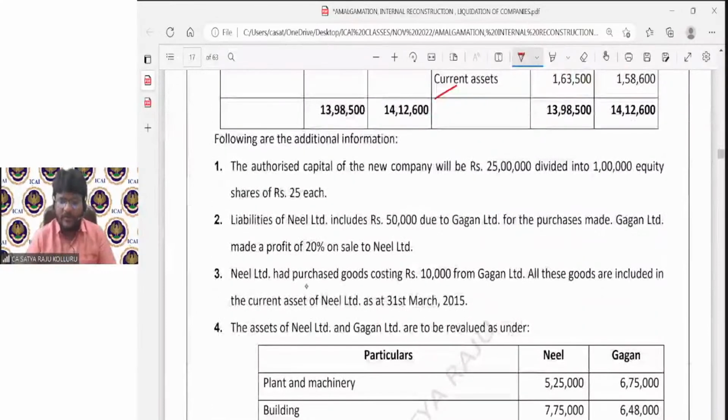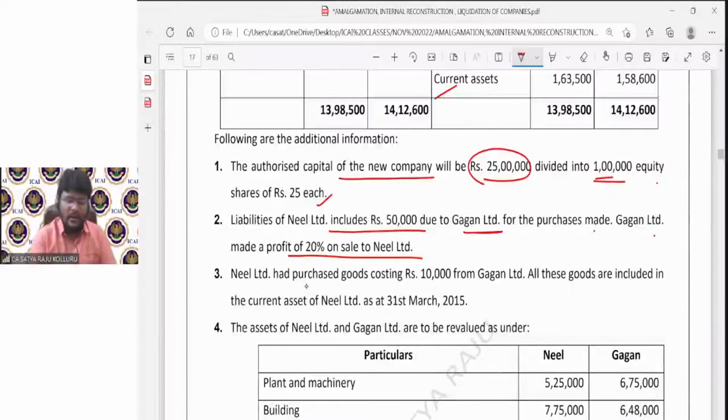Following is the additional information. The authorized capital of the new company will be 25 lakhs divided into 1 lakh equity shares of 25 each. Liabilities of Neil Limited include 50,000 due to Gagan Limited. For the purchases made, Gagan Limited made a profit of 20% on sale to Neil Limited. Guys, for calculation of PC, this information is not required. Even point number 1 is not required, but for knowing the face value of the equity share, we can at least use point number 1. Point number 2 is only useful to provide the accounting treatment in the books of the purchasing company. For calculation of PC, that point is not at all necessary.